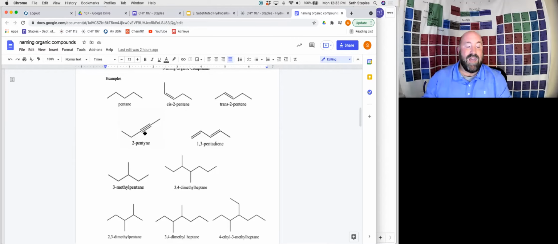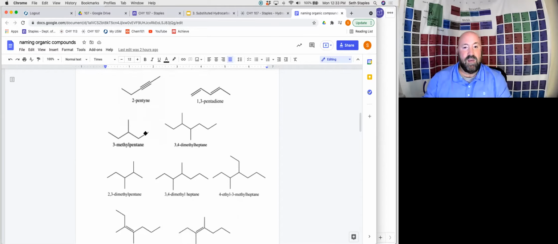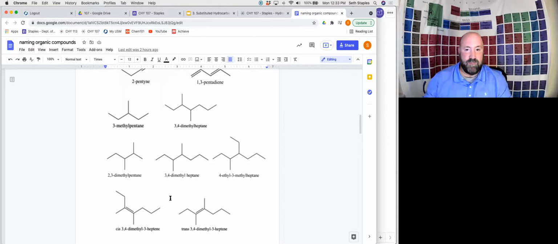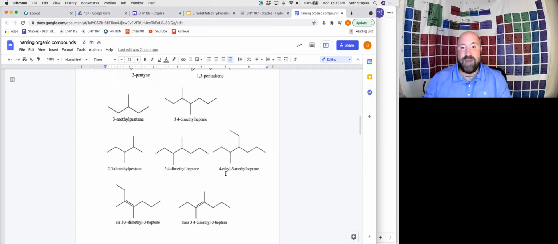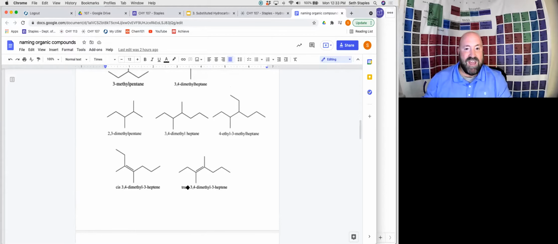Make sure you know why this is 2-pentyne. Make sure you can come up with the name of this one, 3,4-dimethylheptane, 4-ethyl-3-methylheptane. Again, making sure that you're able to come up with those same names. Trans-3,4-dimethyl-3-heptene, cis-3,4-dimethyl-3-heptene. At this point, you should be starting to get comfortable with coming up with some of these names.